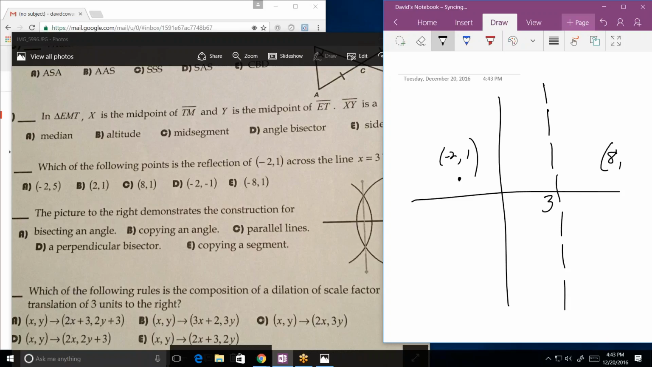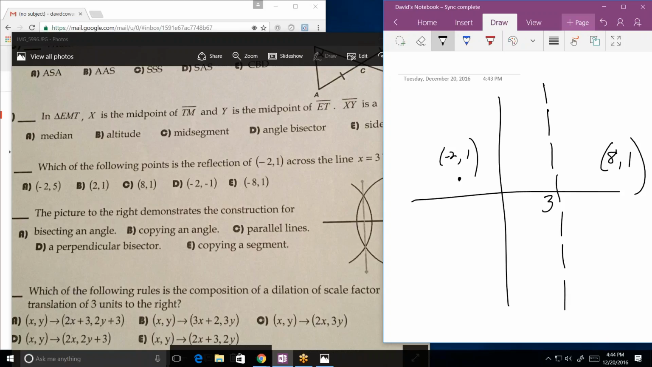So let's see. Not 1. Oh, yes, 1. Excuse me. No, absolutely, because a reflection across the x-axis does not affect the y-coordinate. It only affects the x-coordinate. I didn't mean the x-axis. I meant the line x equal 3.